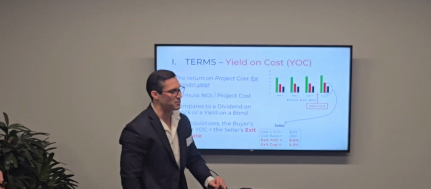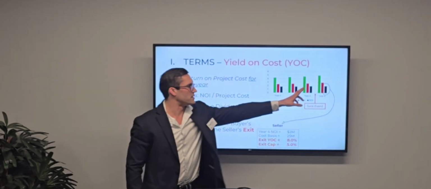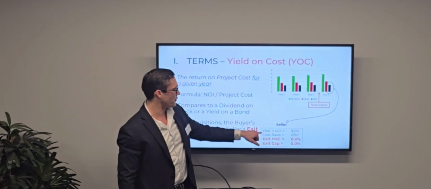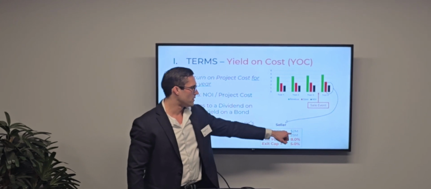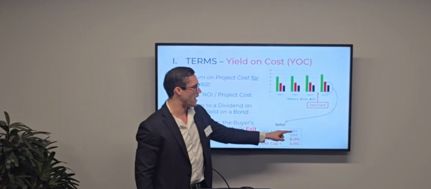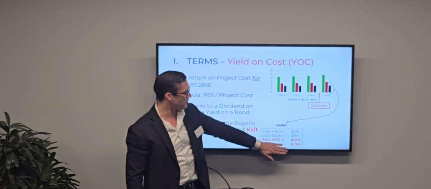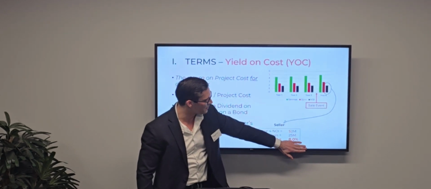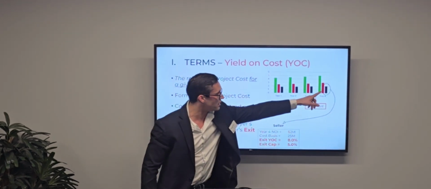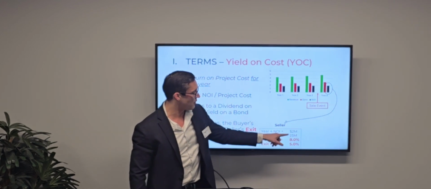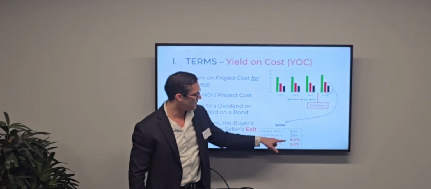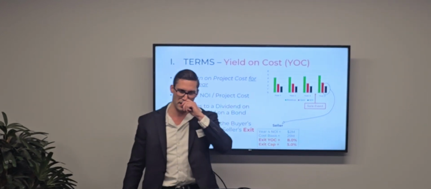NOI. So from the seller's perspective, let's imagine they originally bought the building for $25 million. They've got a $2 million NOI. So we know their yield on cost, or YOC, in that end year is 8%. All we did is take the $2 million, divide it by what they originally bought the building for, and they've got a yield on cost of 8%.